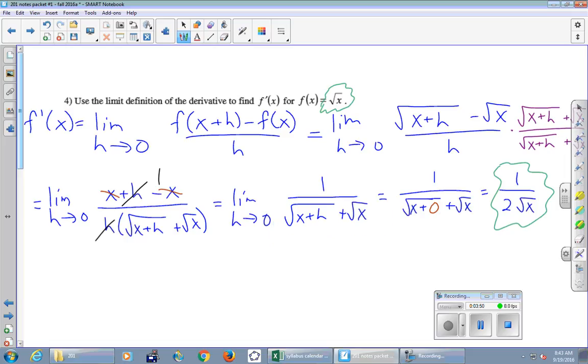And then finally, we get to plug in h equals what number? 0, because we've been waiting to do this limit as h approaches 0 the whole time, and now we can finally do it. So literally, we are just replacing the h with a 0. It is here in orange. And then this is just the square root of x plus another square root of x gives me 2 square root of x on the bottom.